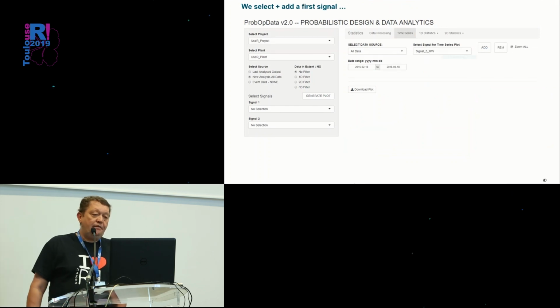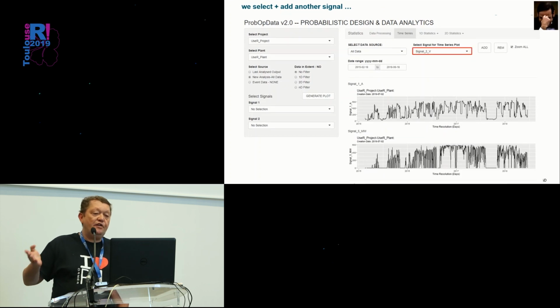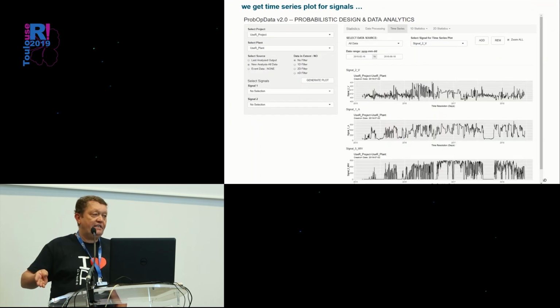Let's start with a time series. Let's add a first signal. For example, megawatts, and we get the time series. Then they add a second signal. They want several signals to be shown in the time series.